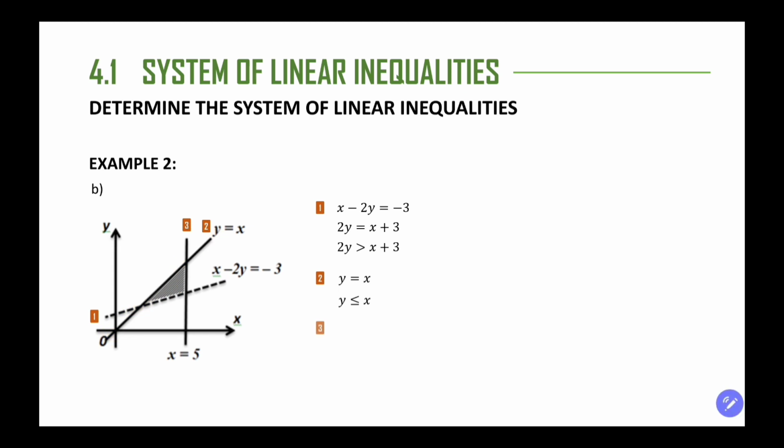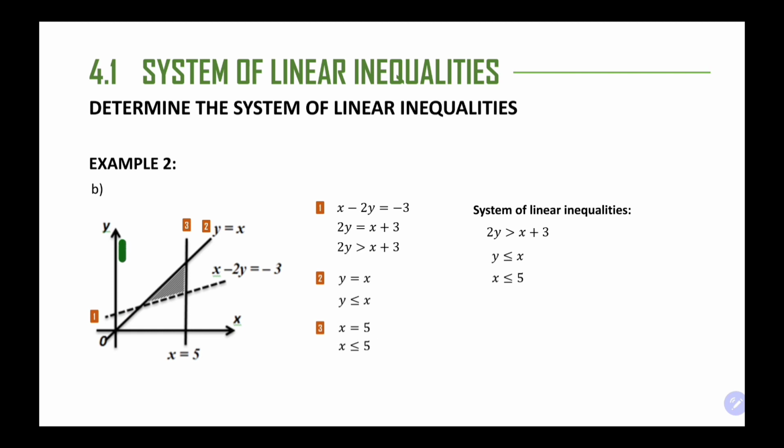And last line, we have x equals to 5. And the region is on the left, so we put x less than or equals to 5. Then we conclude our system of linear inequalities. We have 2y greater than x plus 3, y less than or equals to x, and x less than or equals to 5.